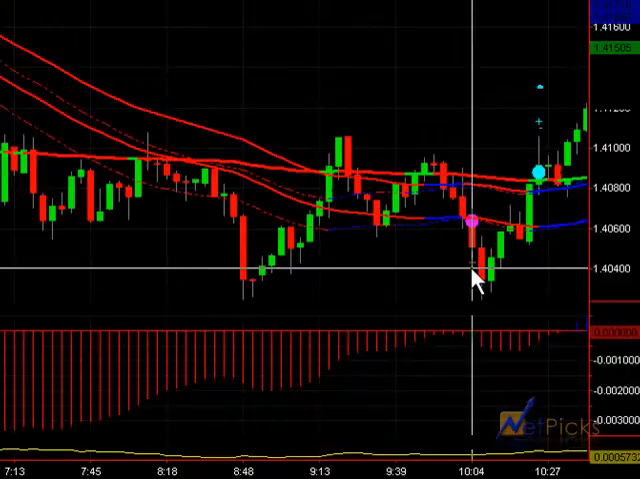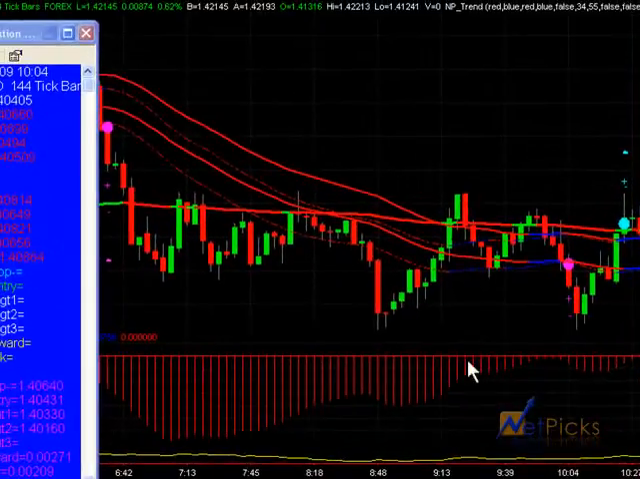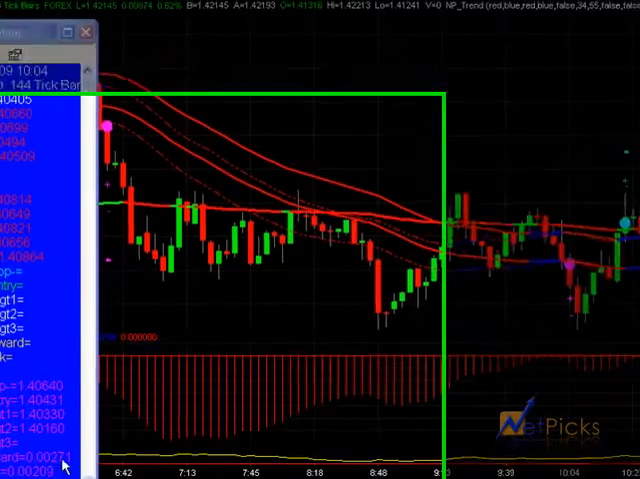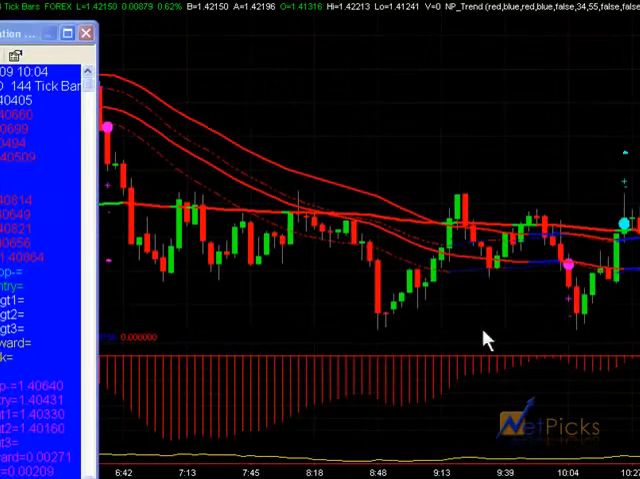Okay, now we do get one here, right? I think you'd all agree that's a setup. But let's make sure that our risk reward is right. 27 on the reward, 21 on the risk. Looks good to me. But it's going to stop out. But there's a couple things that happen here.